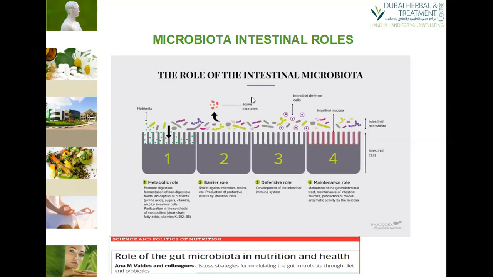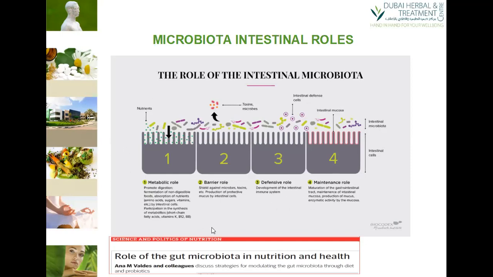Also, they play a very important barrier role. They protect us against toxins, against pathogens, against germs. As well, they play a very defensive role. Development of the intestinal immune system: as I mentioned before, they participate in the maturation of our immune system response. So if you don't have good or healthy bacteria, our immune system will not work properly. So: metabolic role, barrier role, defensive role, and maintenance role.